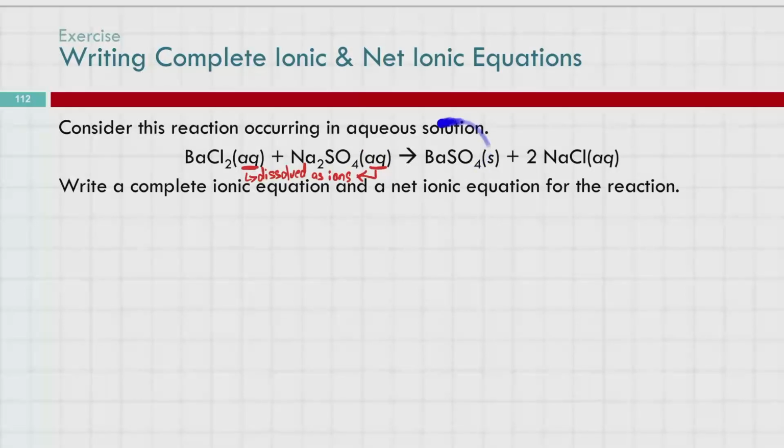Are we going to split up our BaSO4? No, why not? It's a solid, so it actually exists as BaSO4. It's clumped up at the bottom. So that's going to stay as BaSO4. And then what about NaCl? Do we separate that one into ions? We sure do, again, because that's AQ.